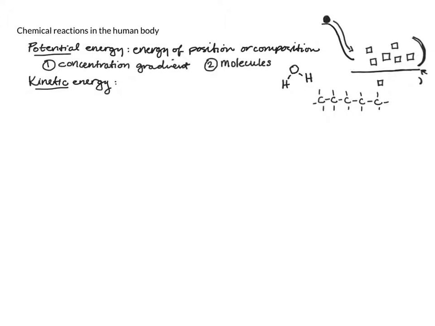So that's potential energy, energy of position or composition, and the main two forms of potential energy we'll be playing around with here in class is concentration gradients and the energy found within every molecule, some of which have more than others. All right, so what's the definition of kinetic energy? Kinetic energy is the energy of motion.